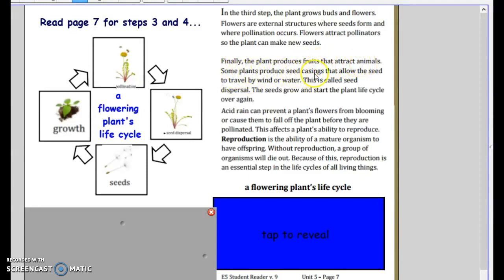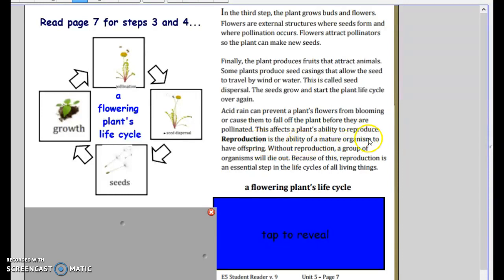Some plants produce seed casings that allow the seed to travel by wind or water. This is called seed dispersal. The seeds grow and start the plant life cycle all over again. Acid rain, though, can prevent a plant's flowers from blooming or cause them to fall off the plant before they are pollinated. This affects a plant's ability to reproduce.